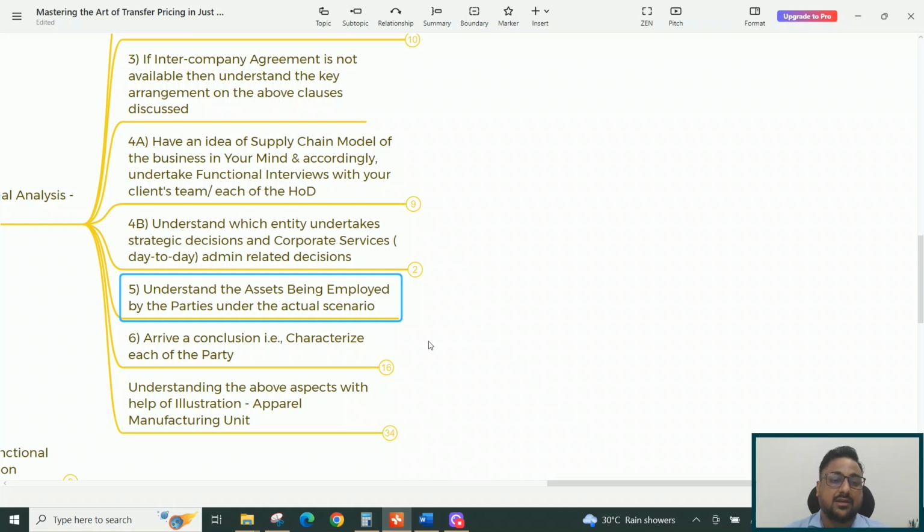All right. So I hope this entirely clarifies how the functional analysis has to be undertaken. We'll also see the practical application of all these concepts in the subsequent parts.